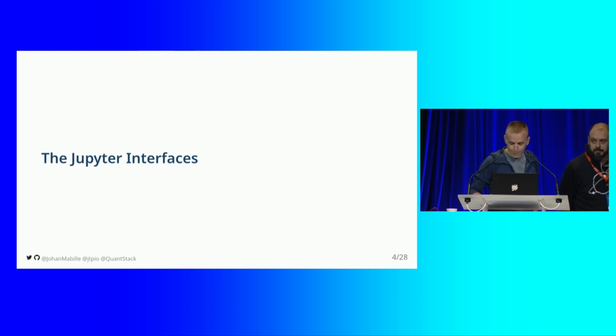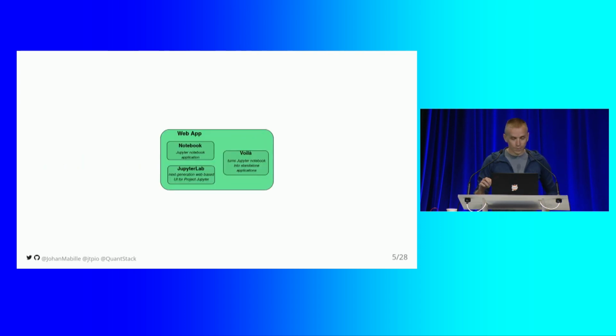Yeah, thanks, Johan. So we're going to start with the Jupyter interfaces because this is usually what users see first when they use Jupyter. So we are here on the map, in this green box, and there are a couple of interfaces: JupyterLab, Jupyter Notebook, but also Voila. Voila is also an interface to Jupyter.